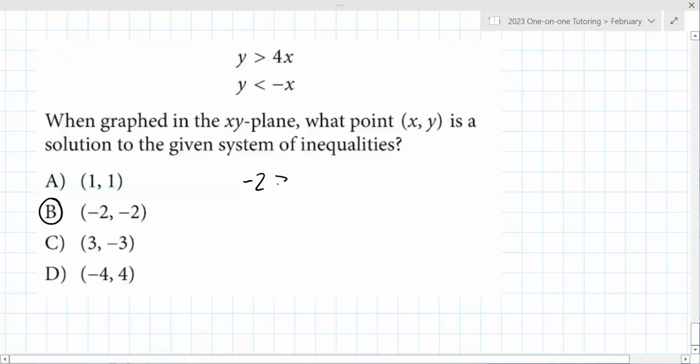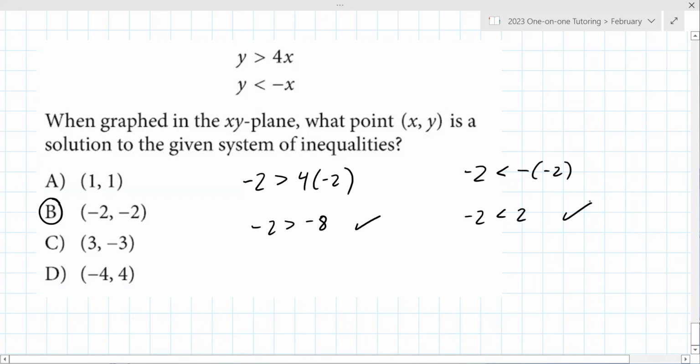So let's check it out here. Is -2 greater than 4 times -2? Is -2 greater than -8? That is true. Now we're going to try it in the other one. Is -2 less than 2? Yes, it is. Good.